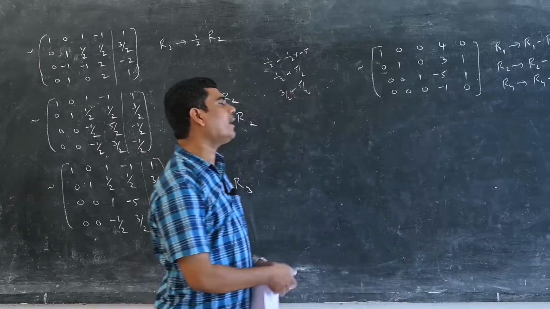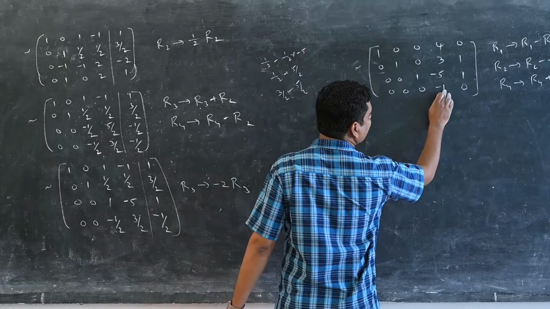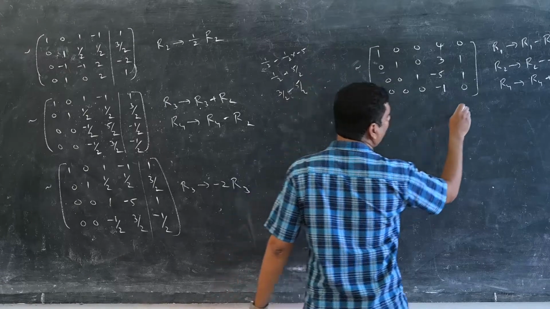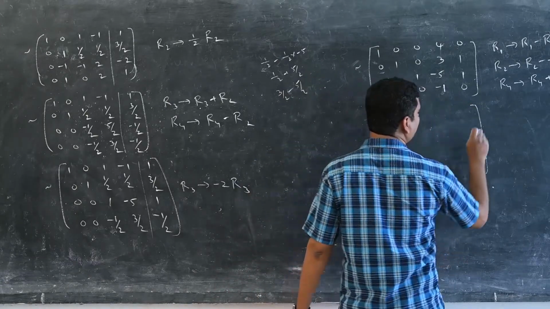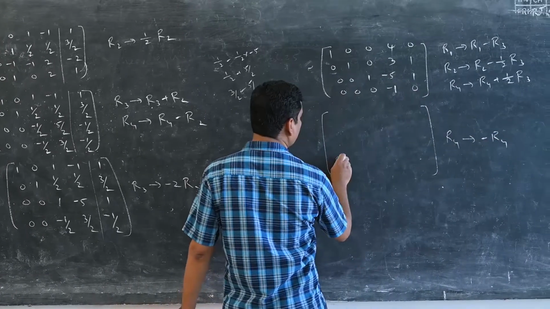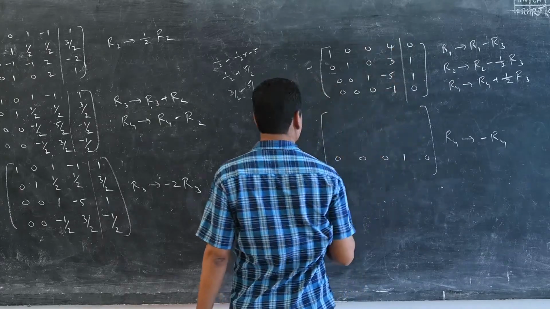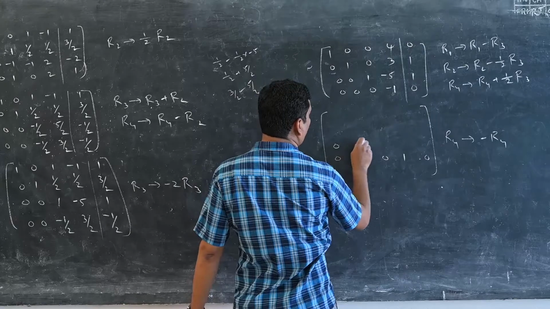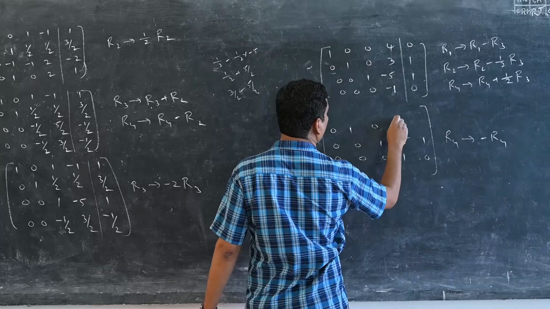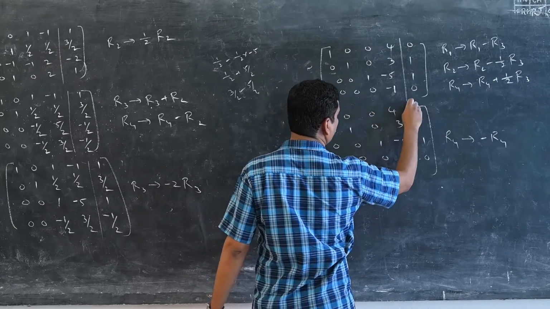Now we come to the fourth row. Take the first non-zero element. So this is the first non-zero element. This is minus 1. Make it 1. For that we have to do the row operation. R4 goes into minus R4. It is 0, 0, 0, 1, 0. 0, 0, 1, minus 5, 1. 0, 1, 0, 3, 1. 1, 0, 0, 4, 0.